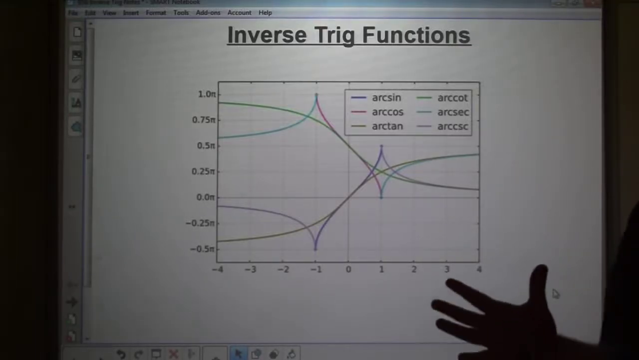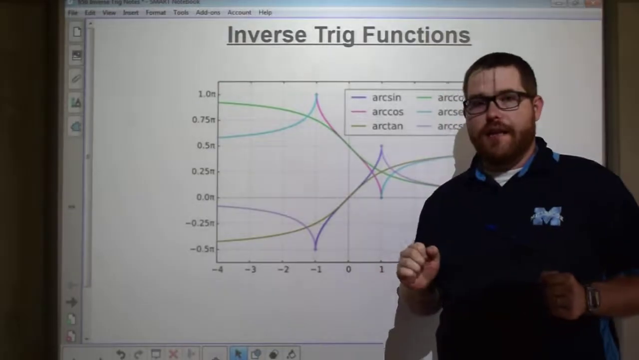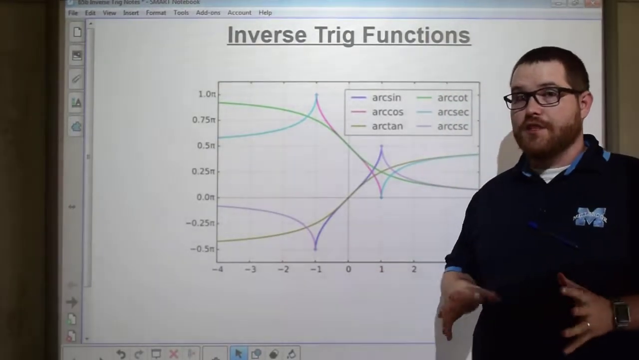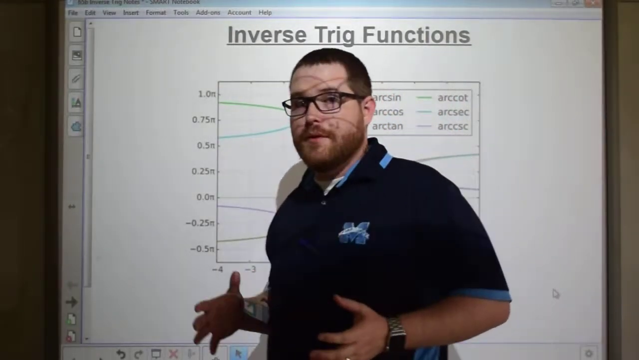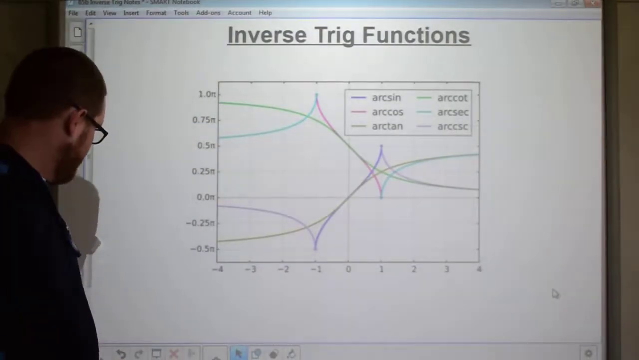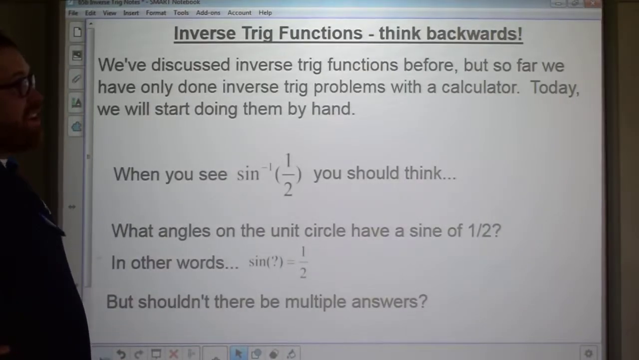Hey everyone, we're going to talk about inverse trig functions today. This is a big section. It covers a lot of the things we've already talked about, so you have to be really good at trig to understand this. We've already discussed inverse trig.